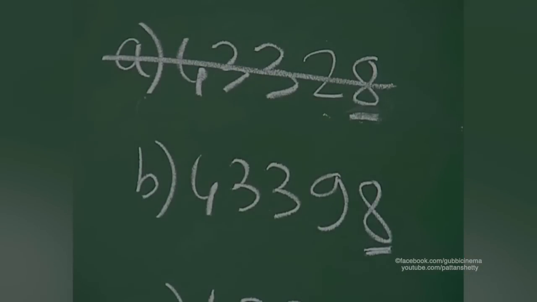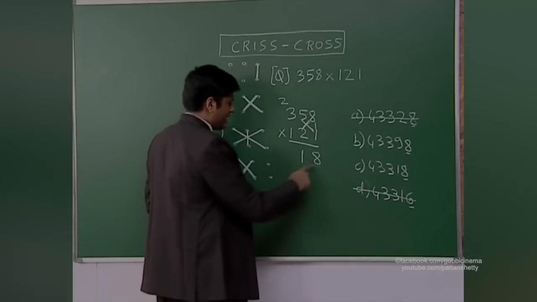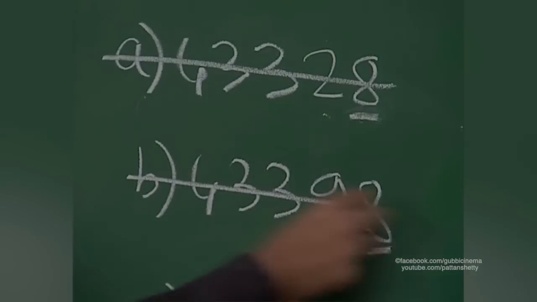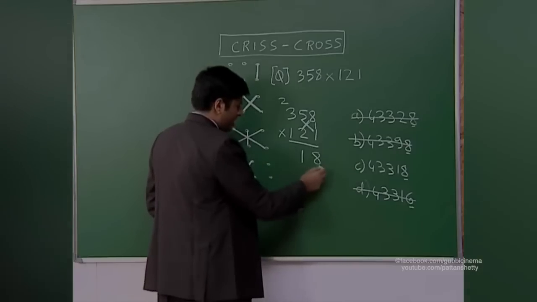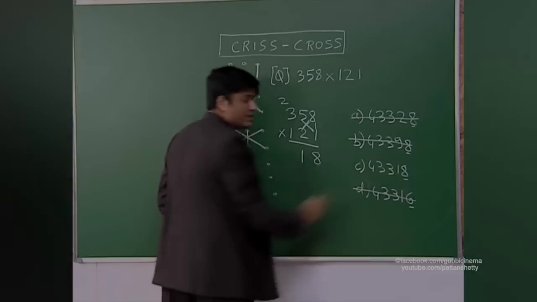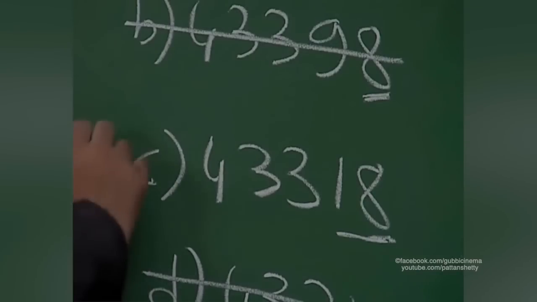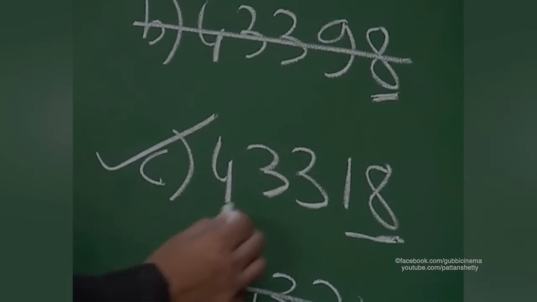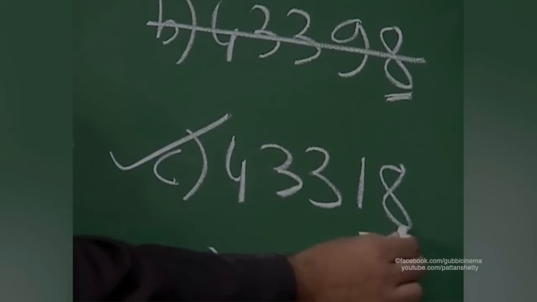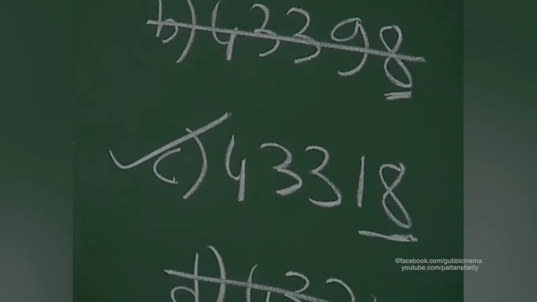Option B ends with 98. It cannot be my correct answer because I need 18 in the end. Option B is ruled out, and there is only one option left, option C. Here also 18, here also 18. I can conveniently tick C as my correct answer. My final answer is 43318, which I get without working out all the steps.